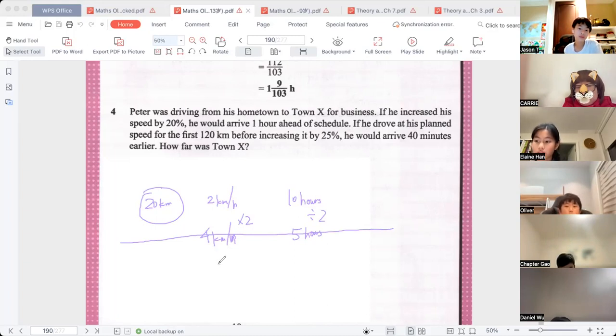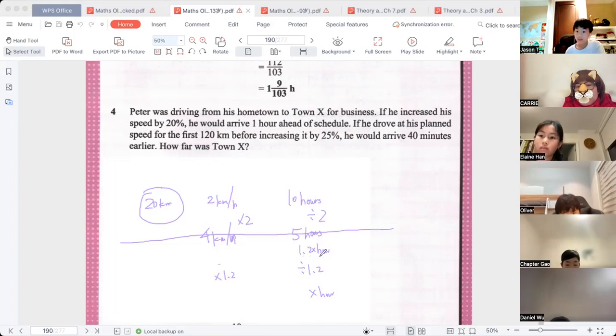So if the speed before is whatever, I don't care, it's times 1.2, 对不对？Increasing by 20%, 是不是 times 1.2? So the time will be divided by 1.2. Am I right, everybody? So if the time before is x hours, now it is x divided by 1.2 hours. Sorry, before it is 1.2x hours, correct? Taking Peter from hometown to town X. Correct, Jason? Understood?